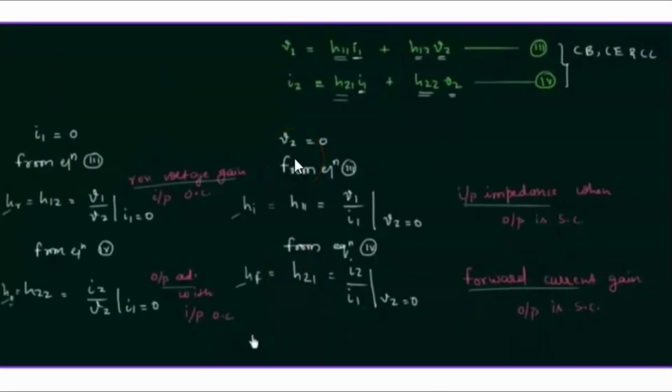Now from here we are going to calculate the values of each of the H parameters. So उसके लिए first of all what we are going to do is we are going to put the value of V2 as 0 in equation number 3. तो यहाँ से हमारे पास H11 की वैल्यू आ जाएगी, that is V1 by I1 when V2 is equal to 0. And same चीज अगर हम लोग equation 4 में करेंगे so we are going to get the value of H21 as I2 by I1 when V2 is equal to 0.